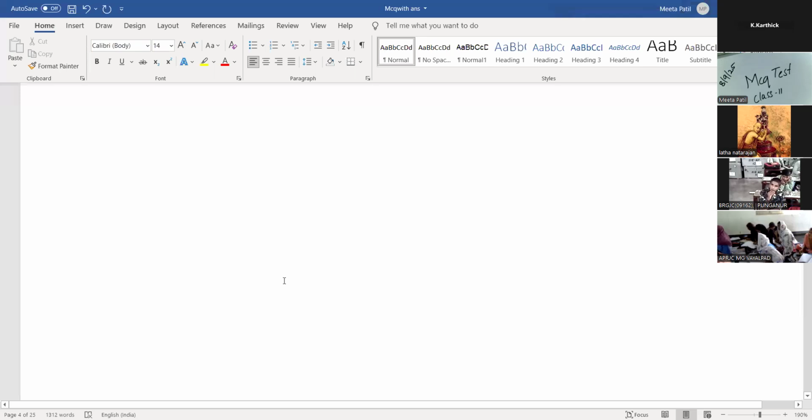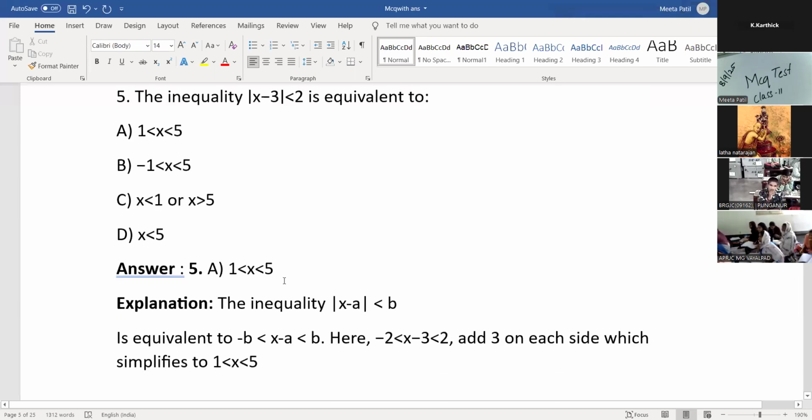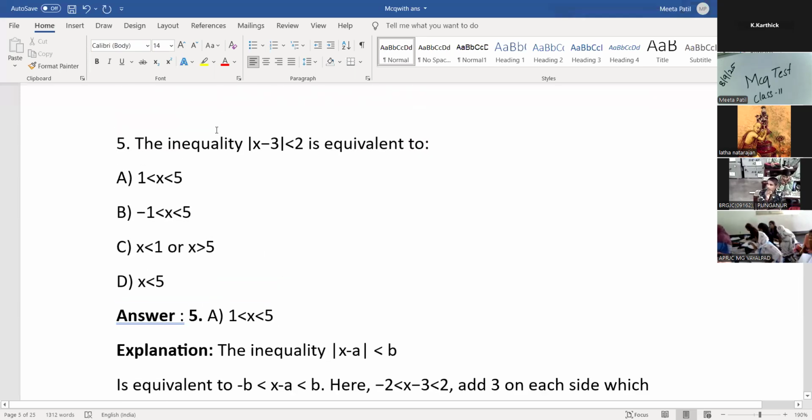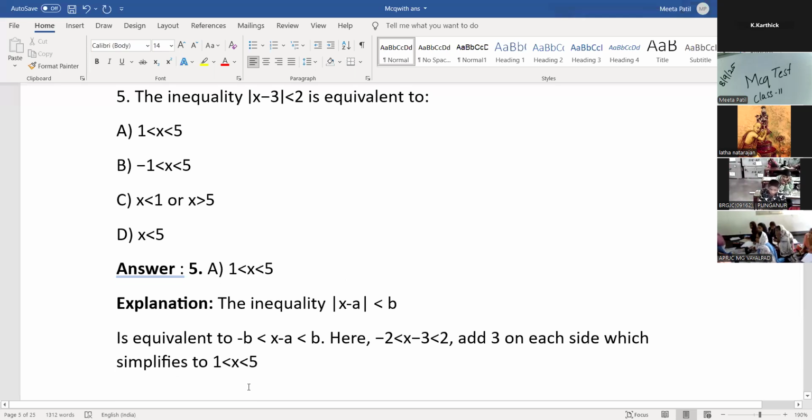And further, the fifth question. Here you have the inequality modulus of x minus 3 which is less than 2. For that, what you have to do? Here we take the property that modulus of x minus a less than b is equivalent to minus b less than x minus a less than b. So replace the values of a and b as 3 and 2. On that basis, we will say that option A is the correct answer.